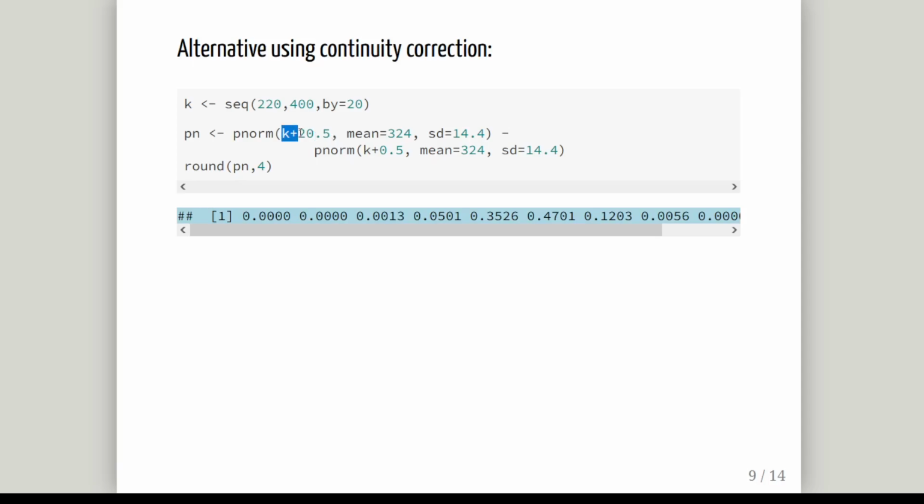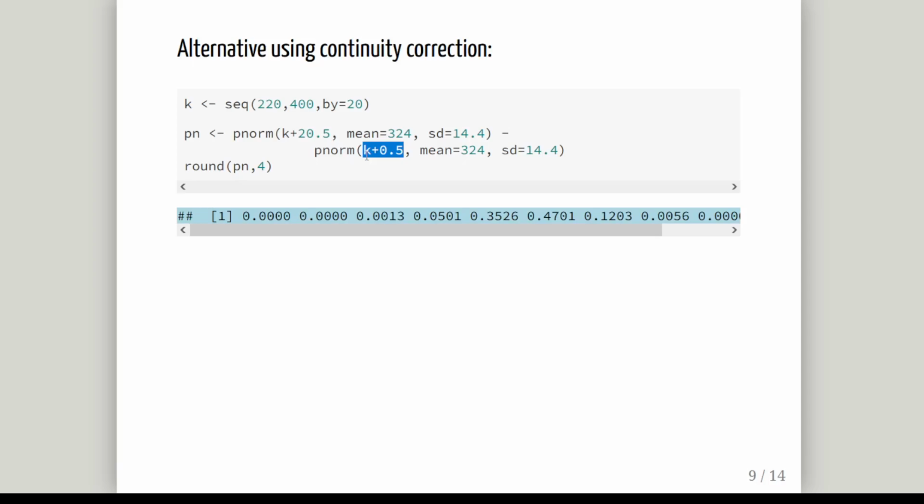Okay, so this is the upper bound. The first upper bound corresponds to 240. So when we apply a continuity correction, we adjust that to 240.5. So just add 0.5. And likewise, 220, that's the lower bound of the first interval. We adjust that to 220.5. Okay.